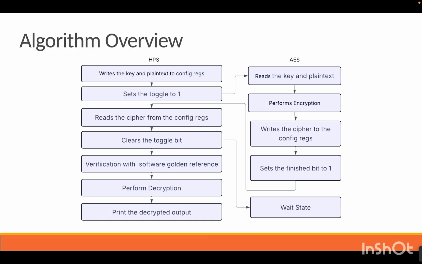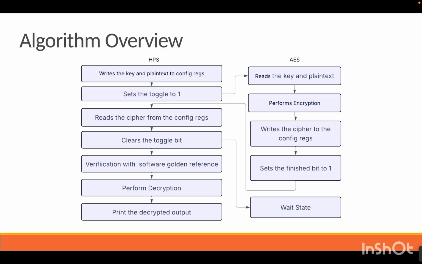This is the algorithm overview of our project. The HPS at first writes the key and plain text to the config registers through the AXI interface. HPS then sets the toggle to 1 and waits for the AES core to set the finish bit. The AES core, which was waiting for toggle to be 1, now reads the key and plain text from the config registers, performs encryption, then writes the cipher to the config registers and sets the finished bit to 1.